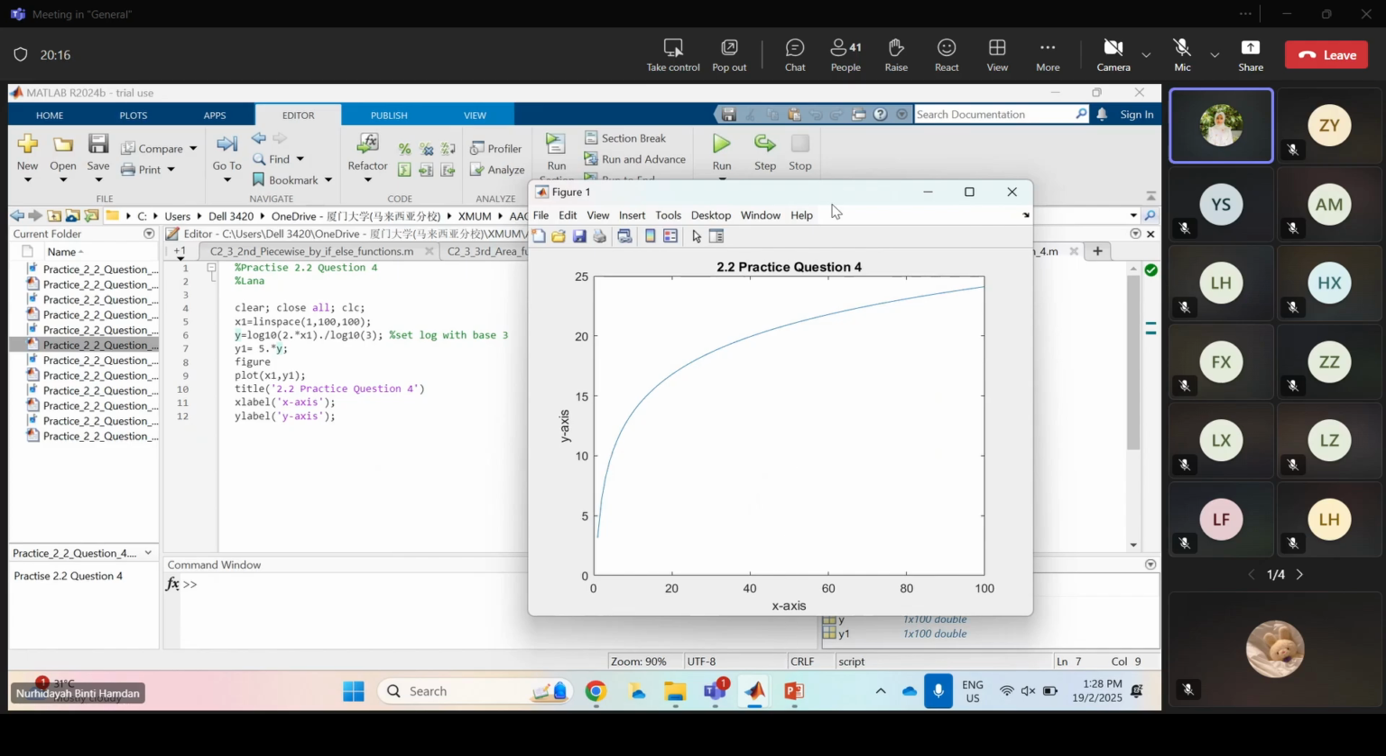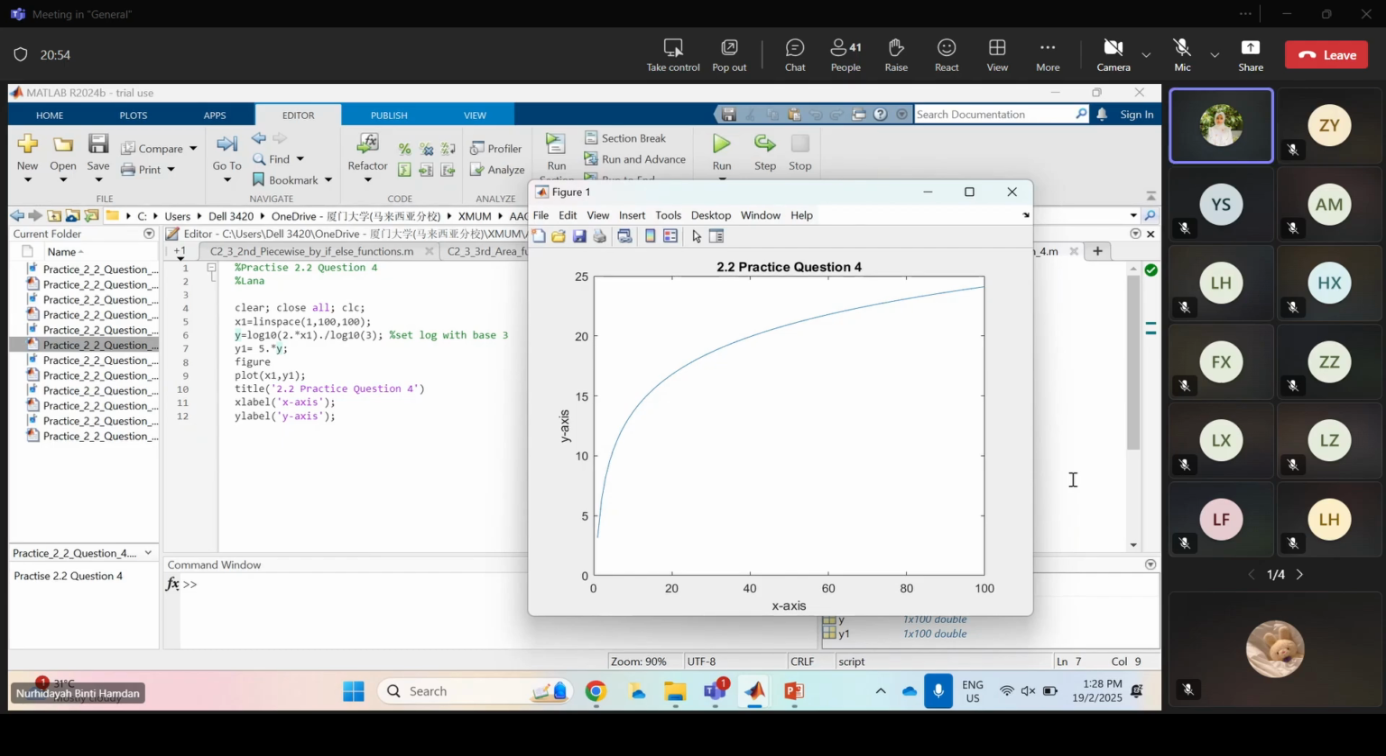Let's say you want to put a marker. Of course, you have to put hold on, then repeat the question: set a new variable x2, y2, then plot x2, y2, and specify what shape and color you want for the marker. Then you will put a marker all over the line. You understand? You get it? And this is practice question 4.